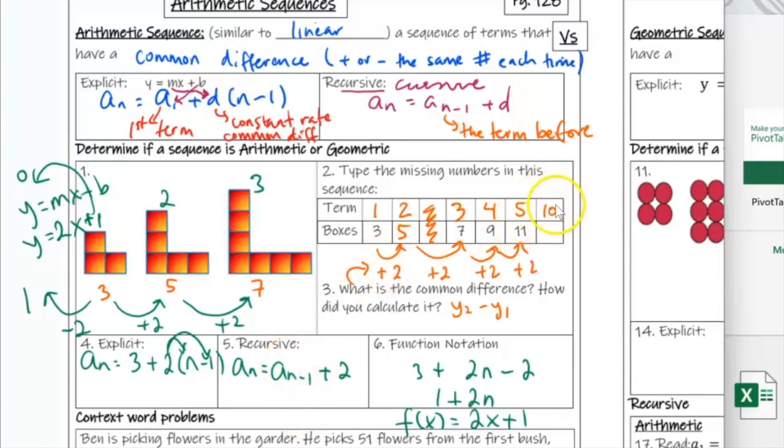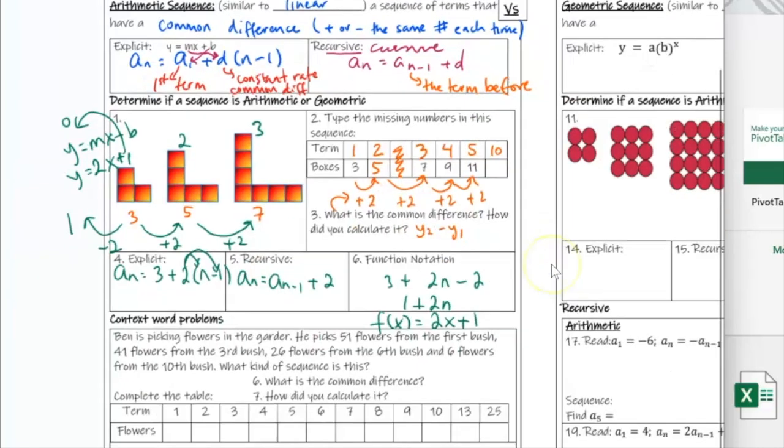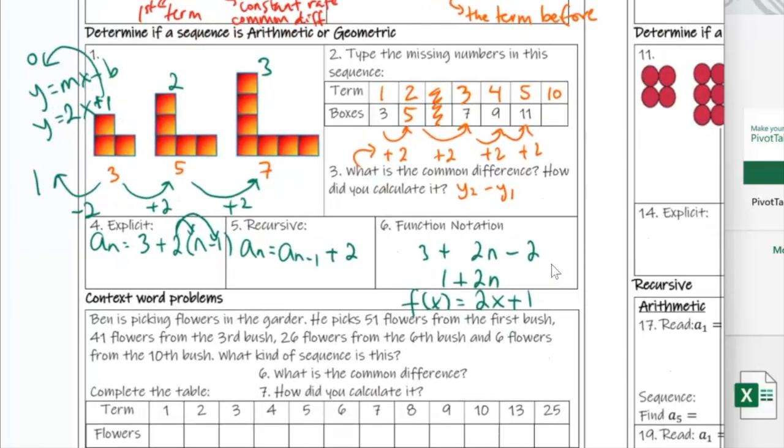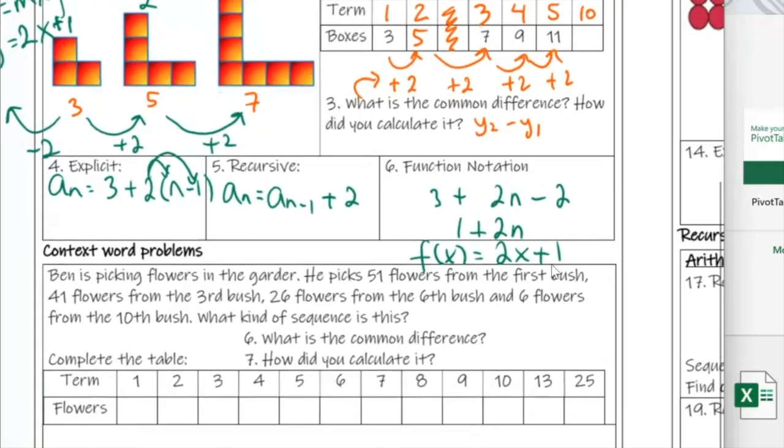Okay, so now if you're finding my 10th term, you can either use explicit or function notation to find my 10th term. We can't use recursive because remember, to find recursive, you need the one before. So if I was looking for my 10th term, I'd need the 9th term and then add 2 to it, right? But I don't have the 9th term. So you got to use explicit or function notation. Please give me the 10th term. All right, you're also going to complete this problem underneath, but I'm going to go ahead and get you started.